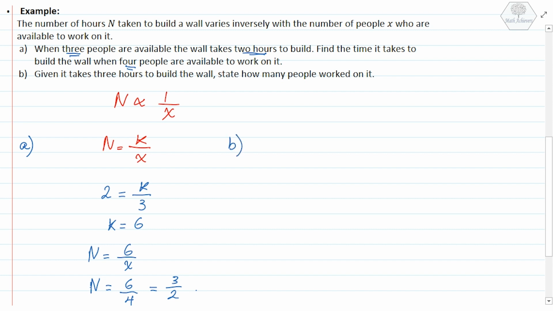Given it takes 3 hours to build the wall, state how many people worked on it. So I substitute for part B 3 instead of the n. I have 3 to be equal to 6 over x. Now, to find the number of people, I simply have to cross multiply. So I have x to be equal to 6 over 3. So I have 2 people working on it.